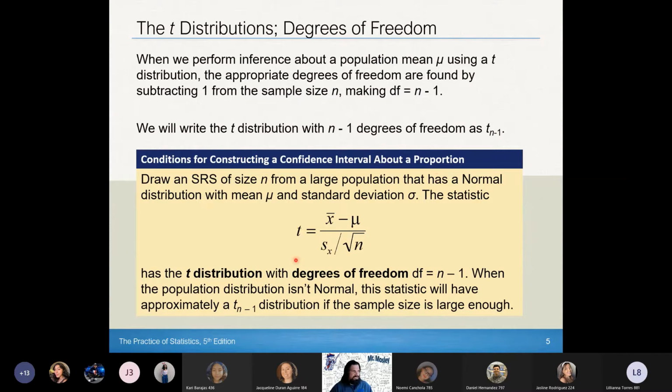So you don't need to write this box of stuff down. This is showing that same t distribution calculation we just saw, and it's based on substituting S sub x, the sample standard deviation, for the standard deviation of the population. All right. So what is the t distribution? What does it look like? That's what we're going to see next.